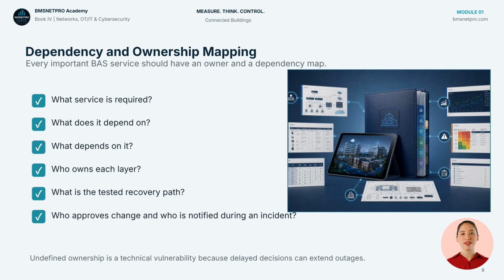Every important service should have an owner and a dependency map. A BAS application may depend on virtual hosts, storage, databases, DNS, NTP, certificates, directory services, firewall rules, remote access services, licensing, backup infrastructure, and physical power and cooling. Undefined ownership is a technical vulnerability. During an incident, delayed decisions and incomplete records can create longer outages than failed hardware. A useful dependency map answers 5 questions. What service is required? What does it depend on? What depends on it? Who owns each layer? And what is the tested recovery path?